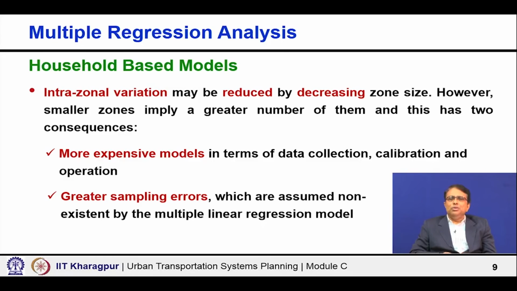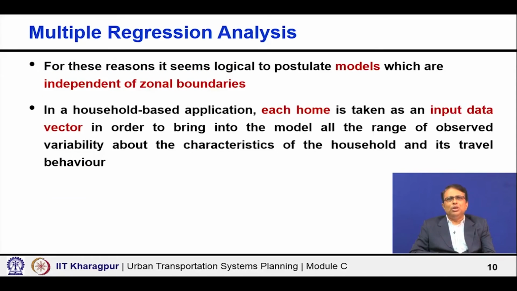The second is, you are likely to face greater sampling error when you increase the number of zones. It goes like the expensive model: you spend more time, more money, overall more resources to collect the data, and you are also likely to face greater sampling error when you are trying to consider so many zones. So for these two reasons, what appeared logical is that we make models which are independent of zone boundaries.